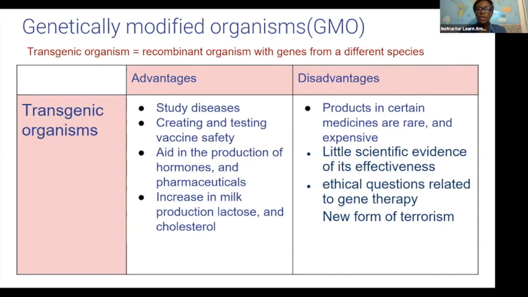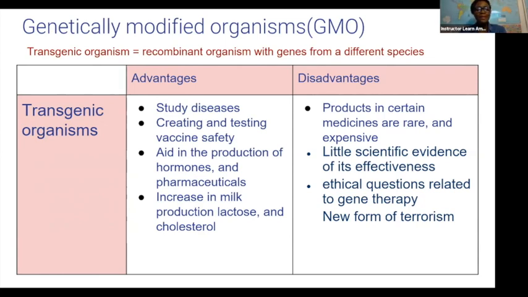We can aid in the production of some hormones, as I discussed before. It's boosting the pharmaceutical industry. We could increase the production of lactose and cholesterol. We can increase this because we have organisms that are able to produce these things. The downside of it is that products in certain medicines are rare and they could also be expensive to do this. And there's little scientific evidence as to how effective some of this will be, the long term of this.